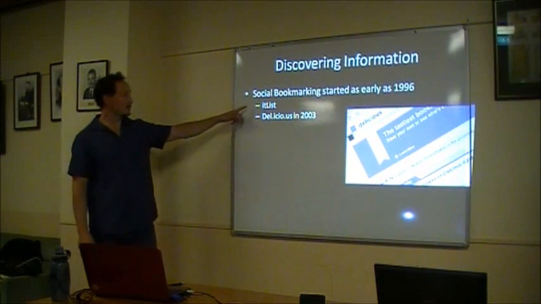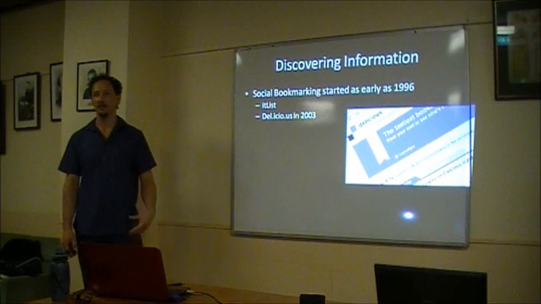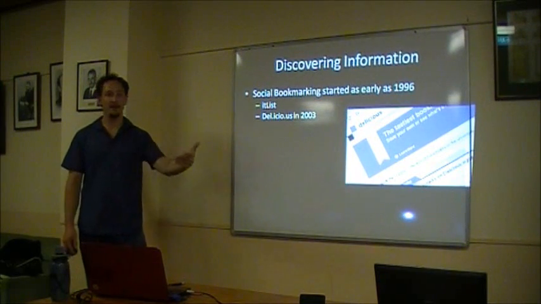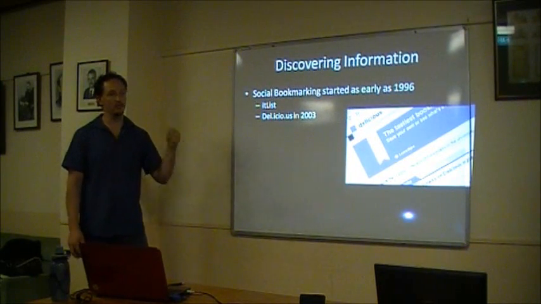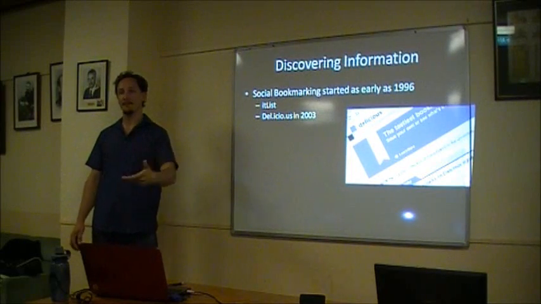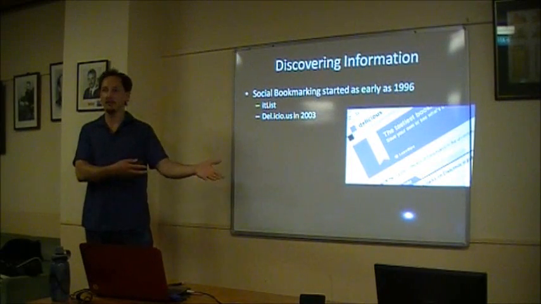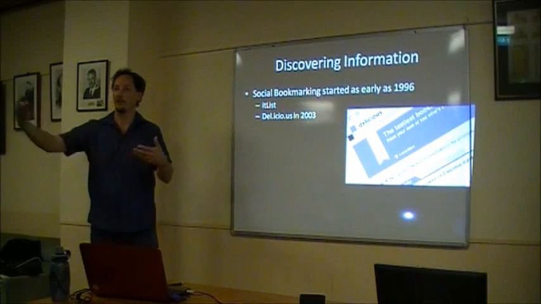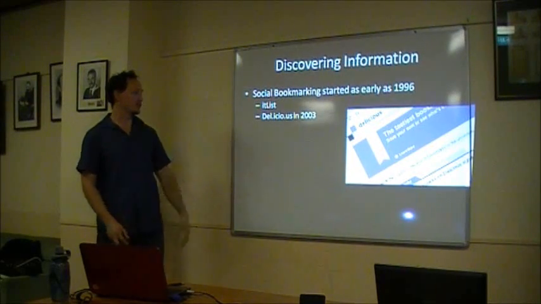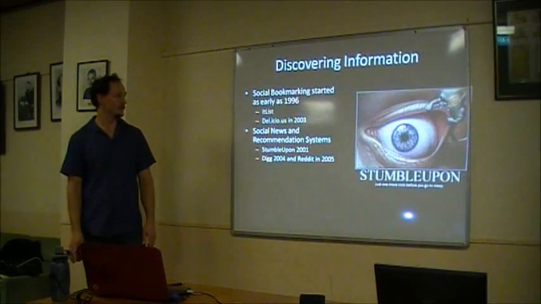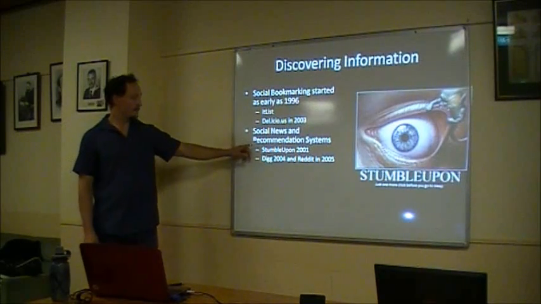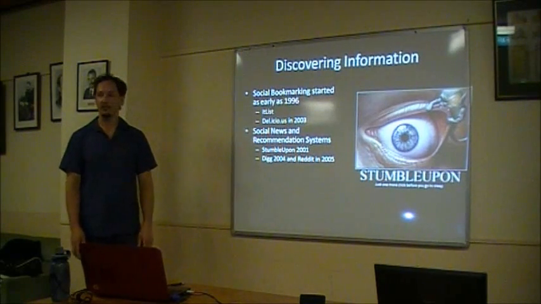So as early as 1996, ItList was invented as a social bookmarking tool. So if you find a page that you like, you bookmark it, but you do it publicly. And that allows other people to go, oh, someone likes this page, it must be good. It's a personal vote rather than a website vote. Delicious is a more famous version, started in 2003. And StumbleUpon became quite huge.